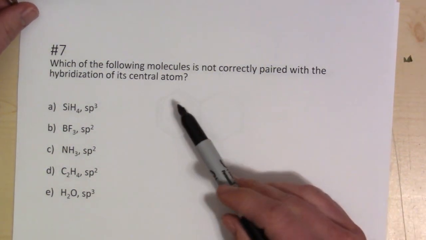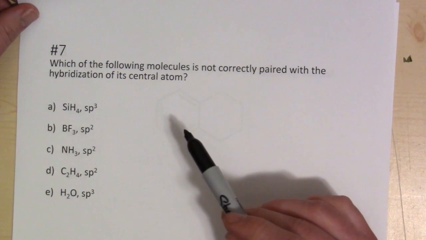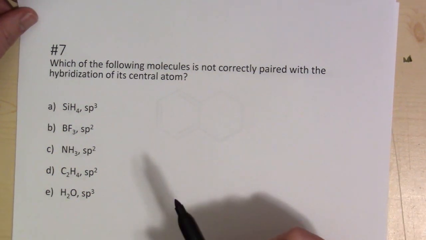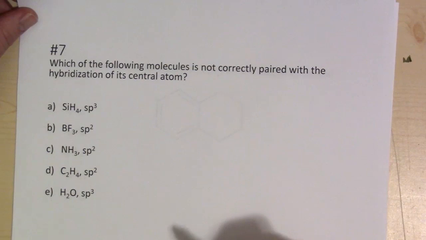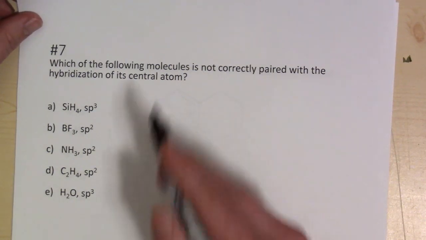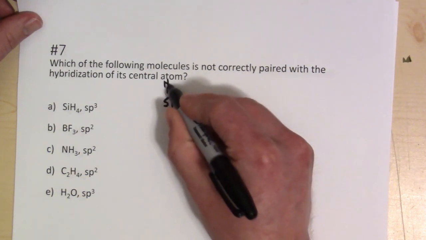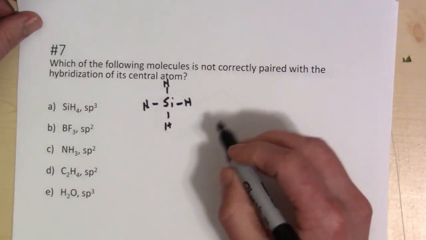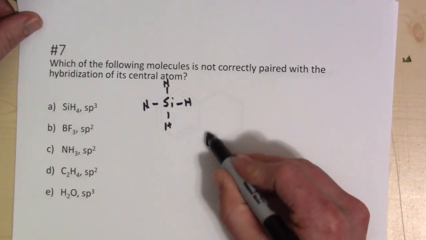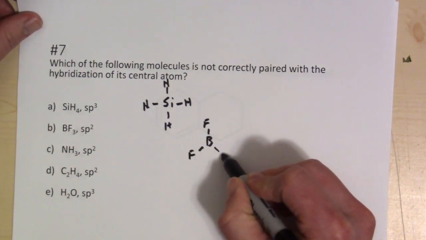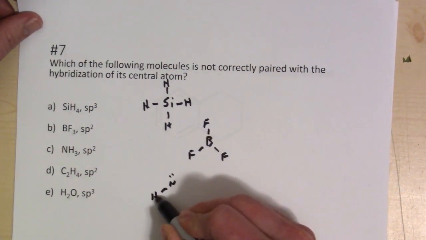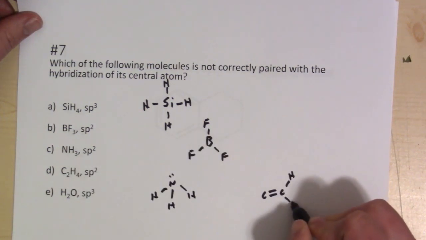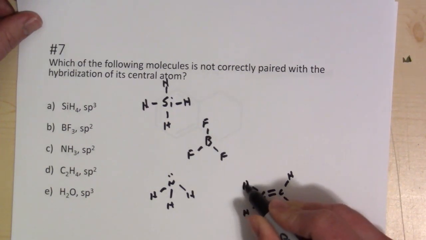So, moving to number 7, it asks which of the following molecules is not correctly paired with the hybridization of its central atom. So this problem is going to be similar to the previous problem, but it wants to know now about the hybridization of the central atom. So again, it may be helpful to draw each of these molecules just to see what it looks like around each of the central atoms. So SiH4 looks like that. Then we have BF3 again. NH3, so ammonia. Ethene. And water.